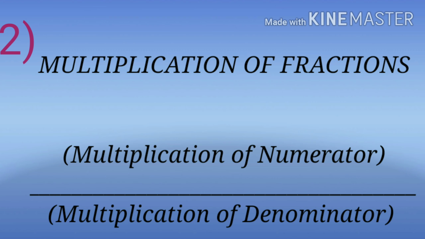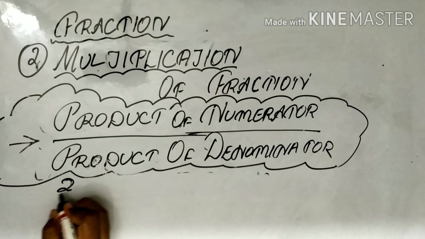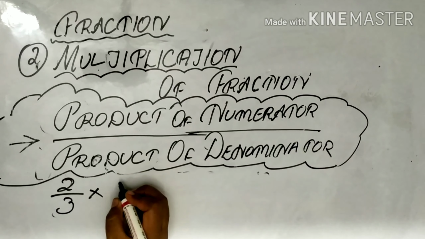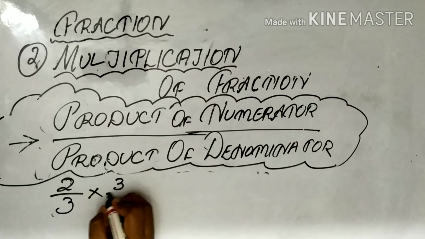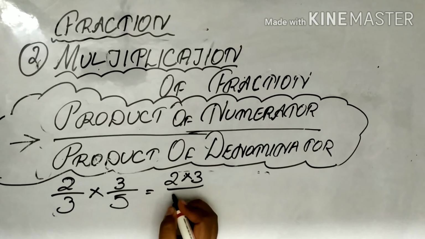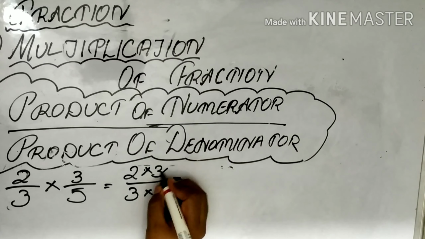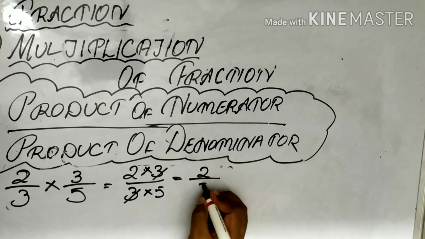Now the next point is about multiplication of fractions, which states that whenever we multiply two proper fractions, the answer will be equal to the multiplication of numerators divided by the multiplication of the denominators. For example, if the first fraction is 2 by 3 and the second fraction is 3 by 5, the answer will be 2 into 3 divided by 3 into 5, and we simplify it by cancelling, and the answer will be 2 by 5.